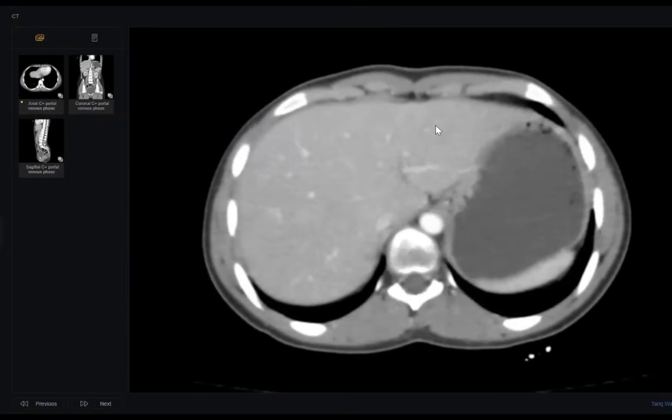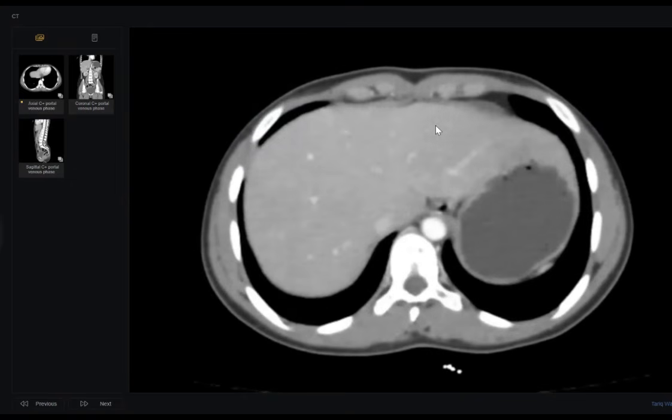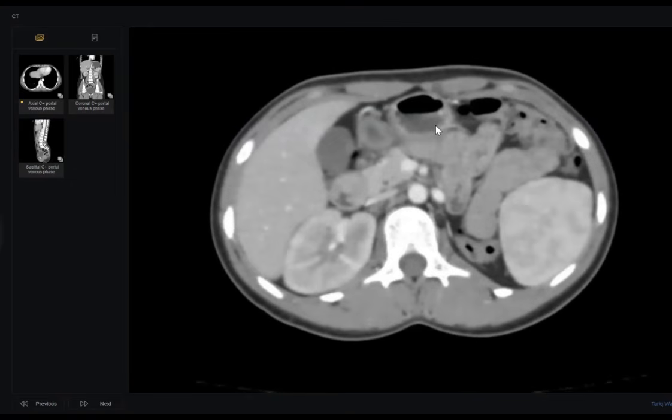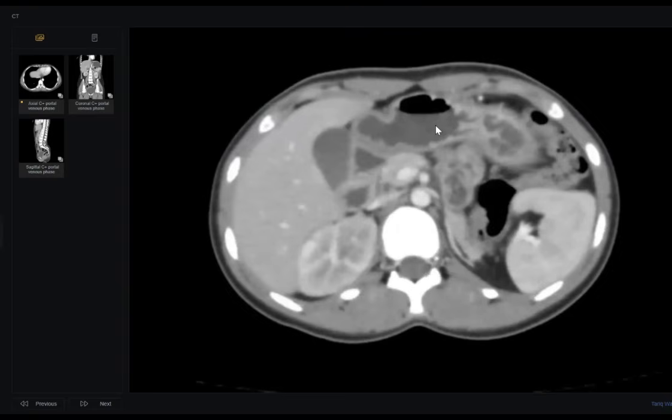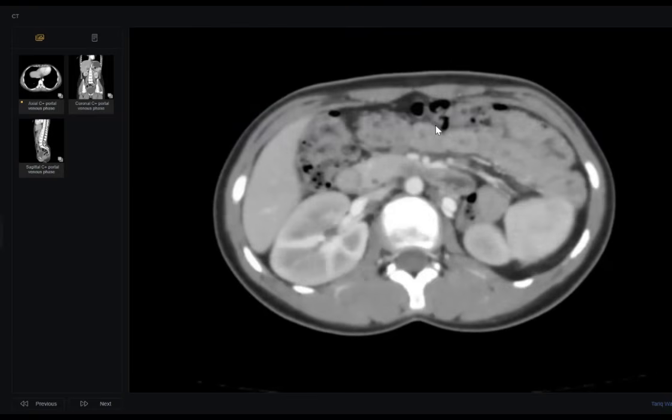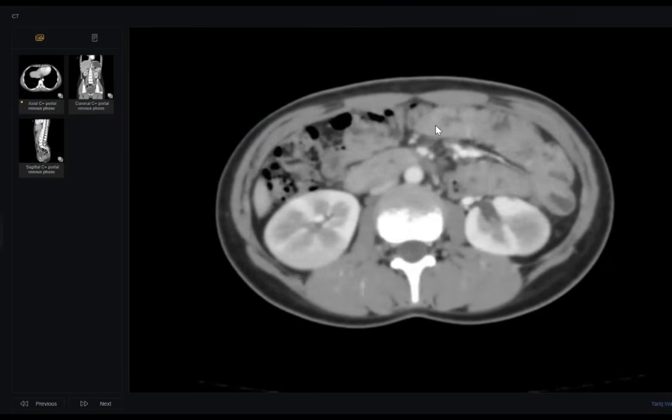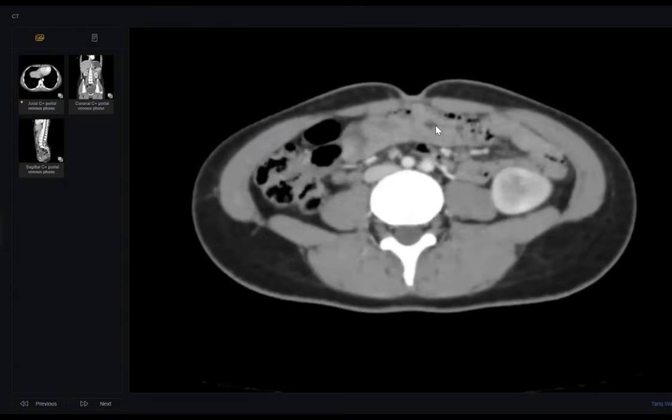I will check whether there are peripancreatic fat strandings or other signs of pancreatitis. No evidence of any necrosis. Pancreas is enhancing normally with normal vessels passing through it. A normal left renal vein as well as splenic vein noted.